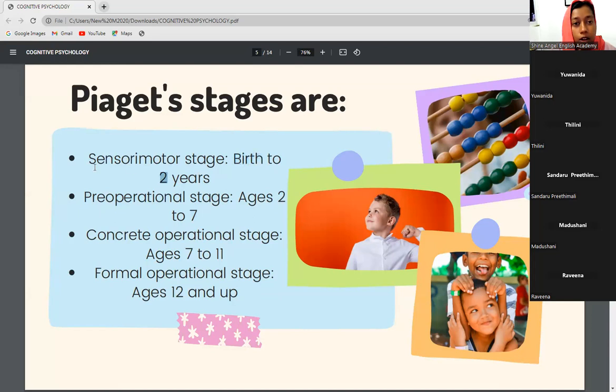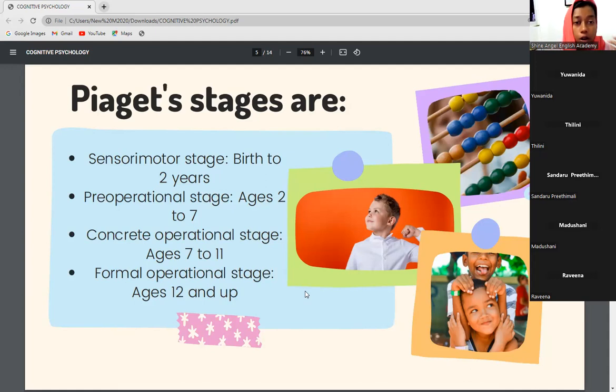For 2 years, we call it the sensorimotor stage. The other one is the concrete operational stage, which will be 7 to 11 years. And the formal operational stage, 12 and up. So it keeps on going. Okay, so these are the four stages that were introduced in the cognitive development of a child's brain.